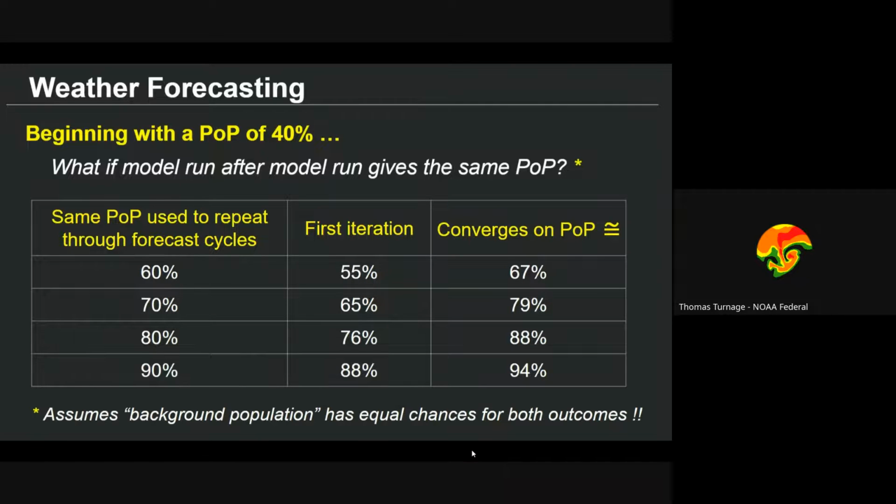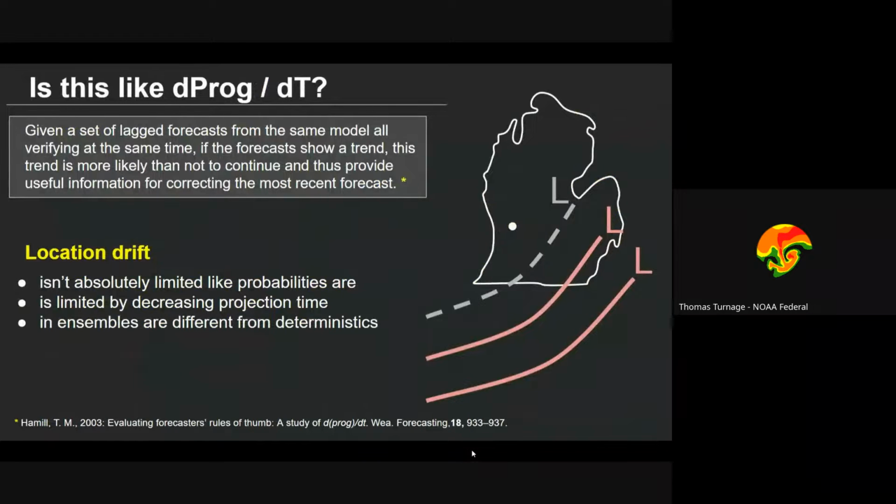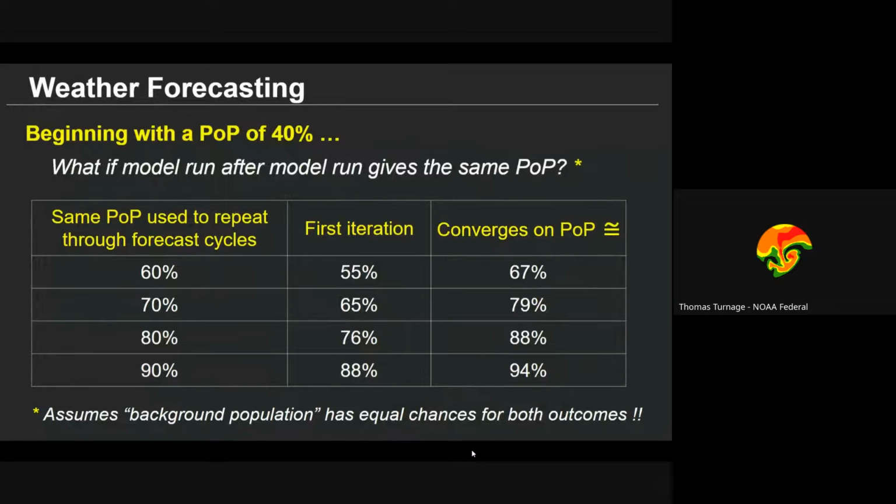Why is that? Well, I'm making a really big assumption here, which is that the background population has an equal chance for both outcomes, which may sound a little weird, and I hope to explain this in a little bit.